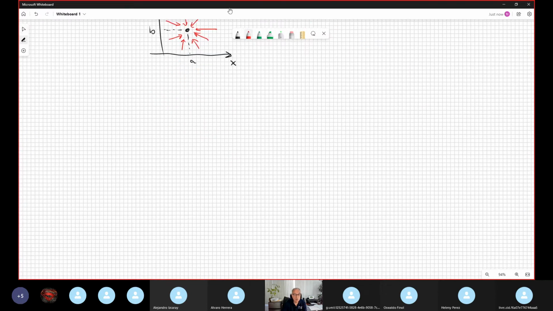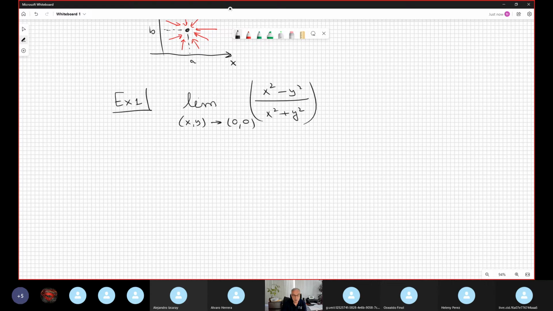Let's move into an example to investigate this very well. Example 1 of limit. Suppose we compute the limit when (x, y) approaches (0, 0), the origin, of the function (x squared minus y squared) over (x squared plus y squared). Okay, this is the function inside. This is f of x.